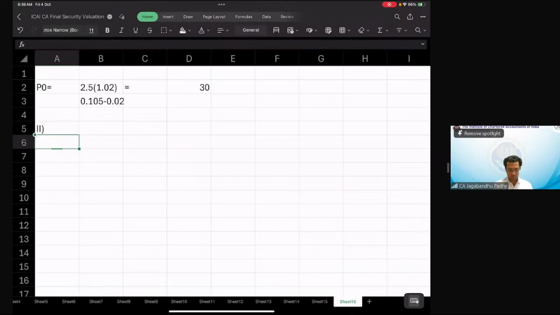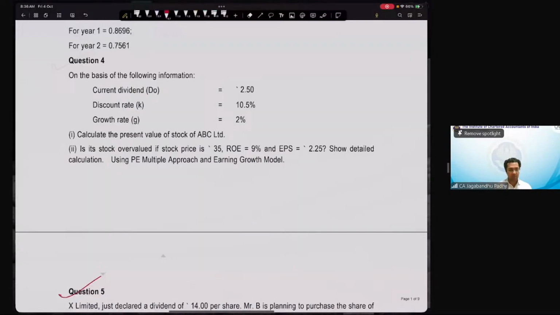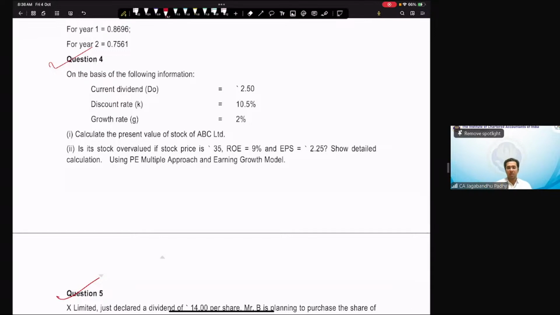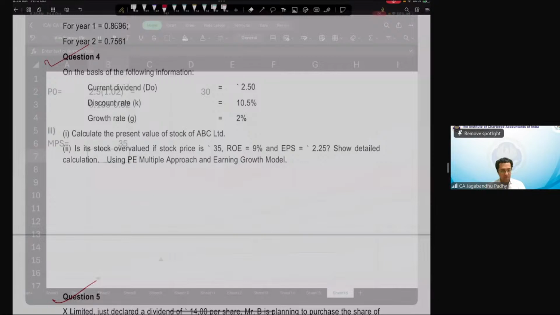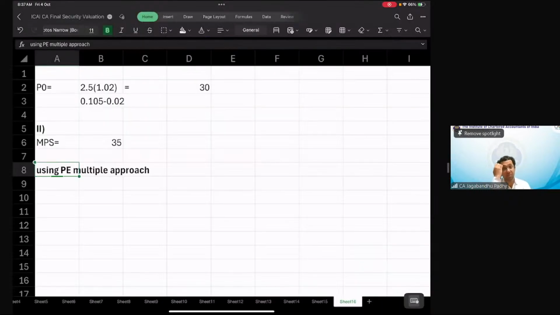So for that, we know the market price per share is given. Market price per share is 35. Return on equity is 9% and EPS is 2.25. So 2 approaches are to be used. One is the P/E multiple, the other is the earnings growth approach. So let's use the P/E multiple approach.